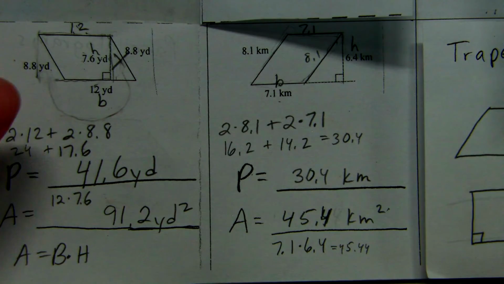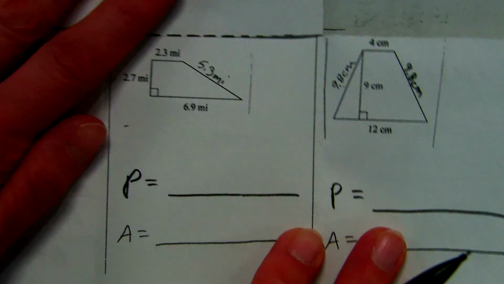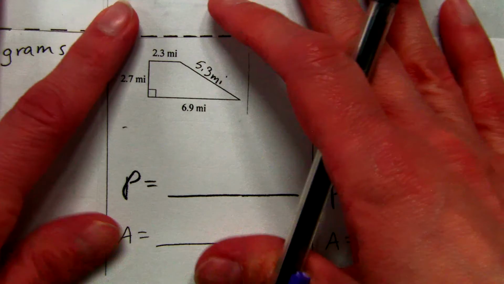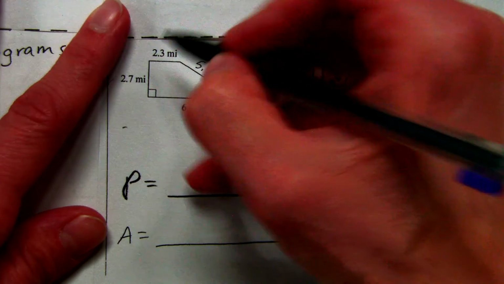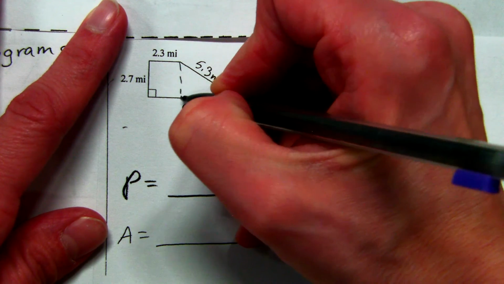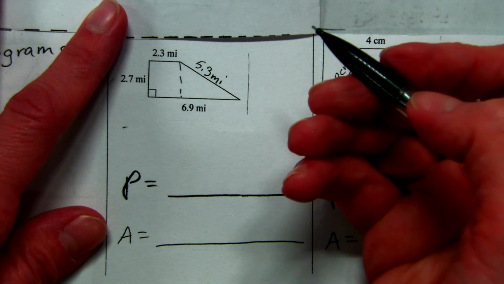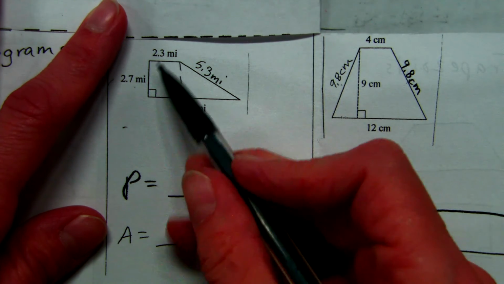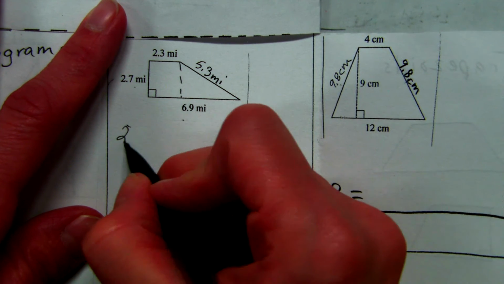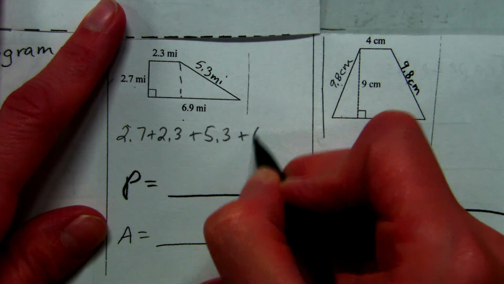Okay. Let's look at trapezoids. Everybody's got that? Hopefully. So trapezoids are kind of funny shapes. This first one, when I look at it, it looks like somebody took a rectangle and slapped a triangle on the side. Doesn't it look like that? That's how we're going to deal with the area. But let's do perimeter first. So perimeter, all 4 sides are different. So we're just going to add them up. 2.7 plus 2.3 plus 5.3 plus 6.9.